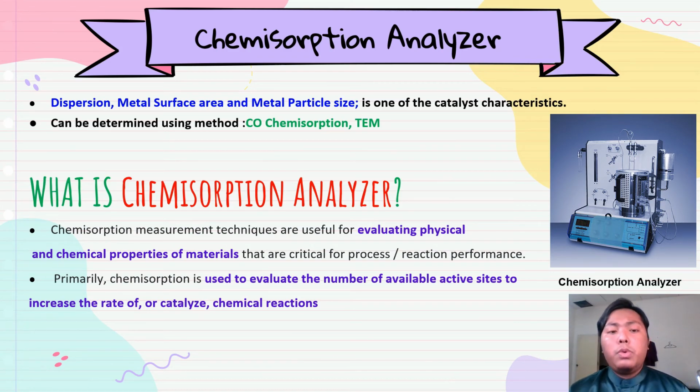If you want to know the meaning and function of the chemisorption analyzer, it is a measurement technique that is very useful for evaluating the physical and chemical properties of materials that are critical for process or even reaction performance. Primarily, chemisorption is also used to evaluate the number of available active sites to increase the rate of the catalyst or to increase the rate of the chemical reaction.